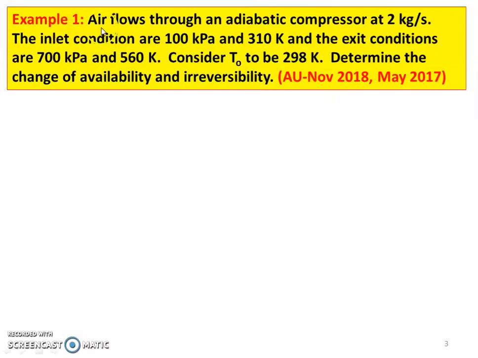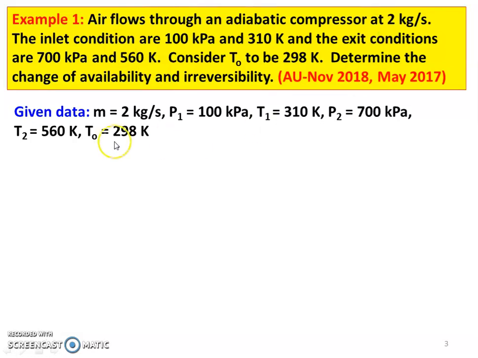Example number 1. Air flows through an adiabatic compressor at 2 kg per second. The inlet conditions are 100 kilopascal and 310 Kelvin, and the exit conditions are 700 kilopascal and 560 Kelvin. Consider T0, the surrounding temperature, to be 298 Kelvin. Determine change in availability and irreversibility. This question is from November 2018 and May 2017. The problem is detailed, so we have to write down the given data.